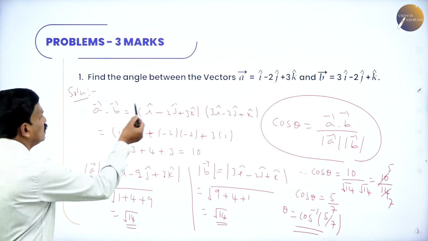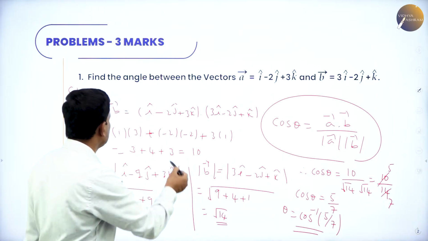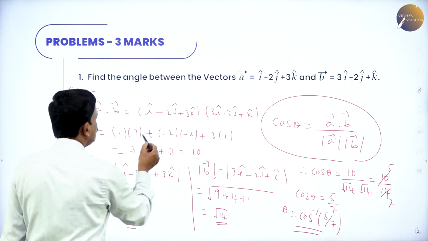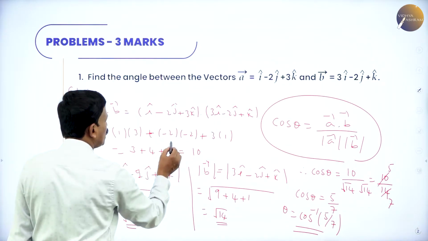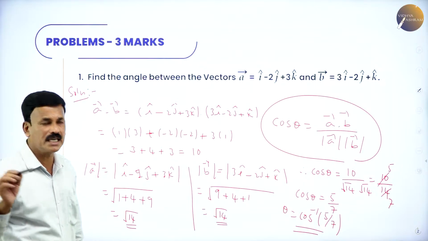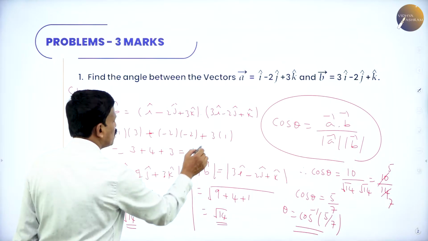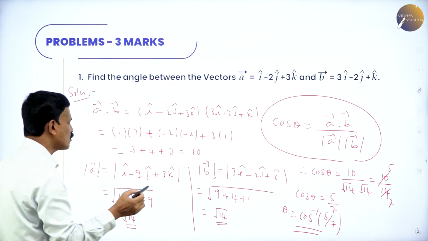Now what is given? Vectors A and B. Find the dot product of A and B. A dot B is equal to 1 into 3 plus minus 2 into minus 2 plus 3 into 1, the coefficients of i cap, j cap and k cap. So 3 ones are 3, minus into minus is plus, 2 twos are 4, plus 3. 4 plus 3 is equal to 10.